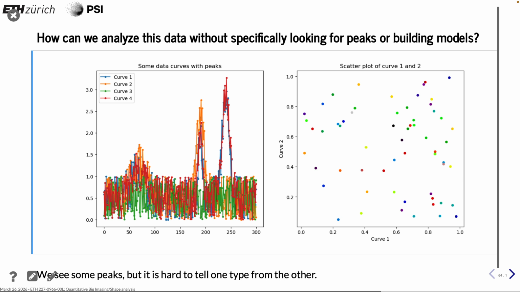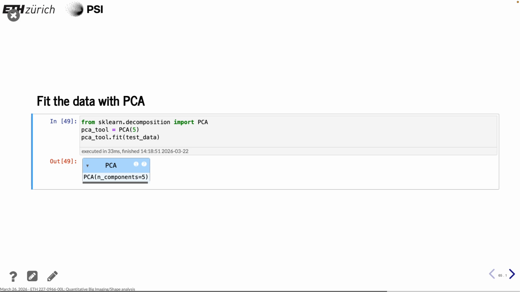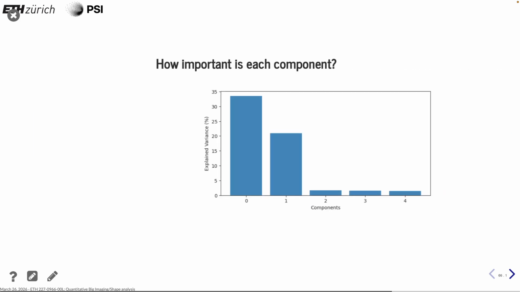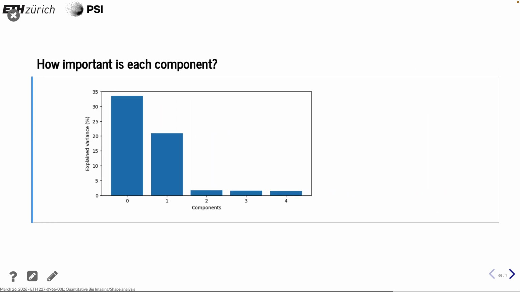So if we now run the principal component analysis on this with 5 components, which should be sufficient in this case, and plot the eigenvalues, you can see that the most information is actually in the first 2 components. The other ones are really low, and that means they essentially only represent the noise in the data.